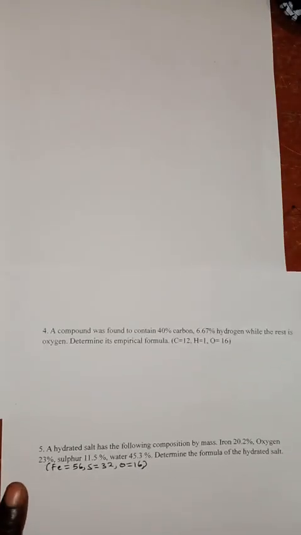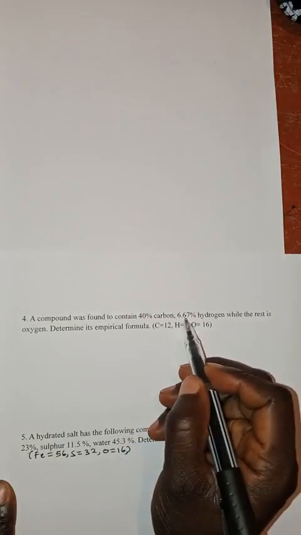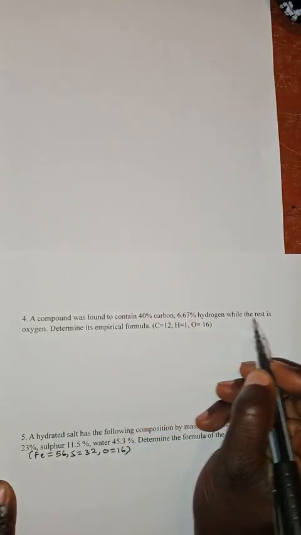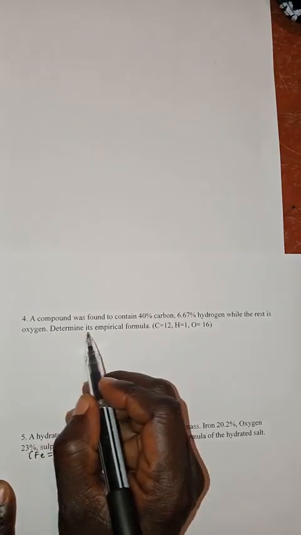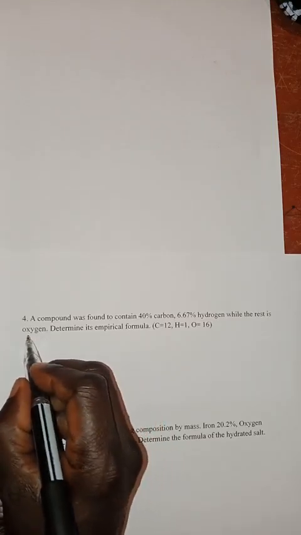Let me take you through another question. Question 4 reads: a compound was found to contain 40% carbon, 6.67% hydrogen, while the rest is oxygen. Determine its empirical formula. So again, we start with element.